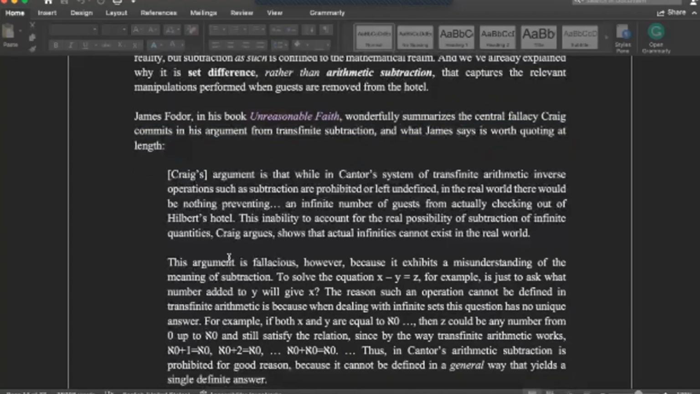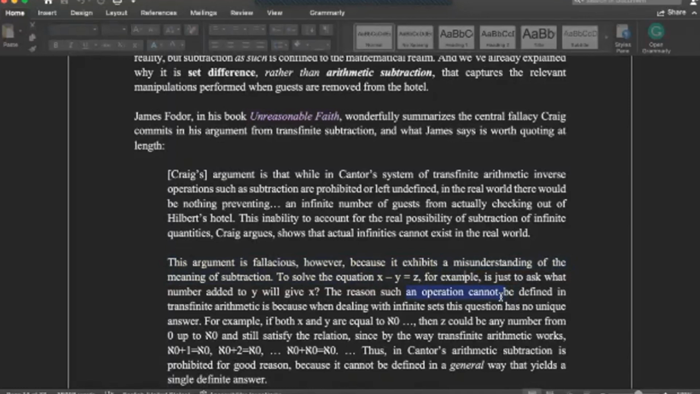This argument is fallacious, however, because it exhibits a misunderstanding of the meaning of subtraction. To solve the equation x minus y equals z, for example, is just to ask what number added to y will give x. The reason such an operation cannot be defined in transfinite arithmetic is because when dealing with infinite sets, this question has no unique answer.